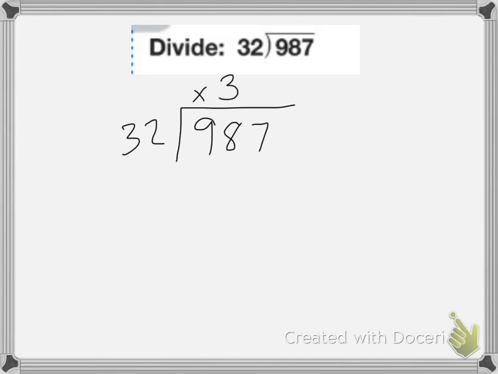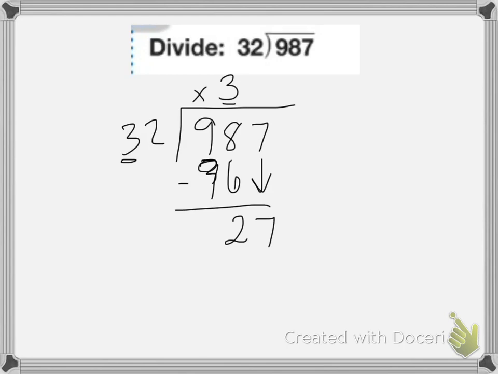And we can do the first digit trick by thinking, how many times can 3 go into 9? And it is 3 times. 32 times 3 is 96. We subtract it, 2 left over, bring down the 7.